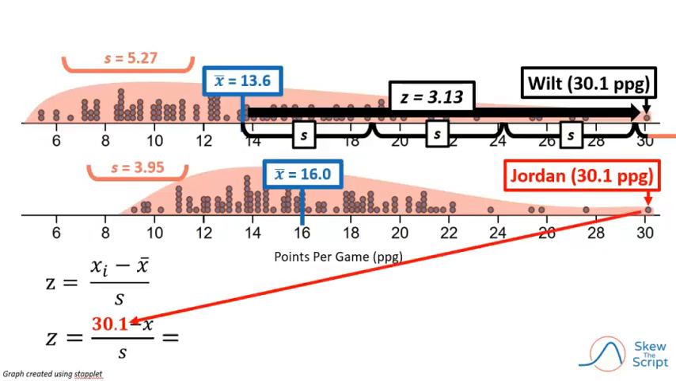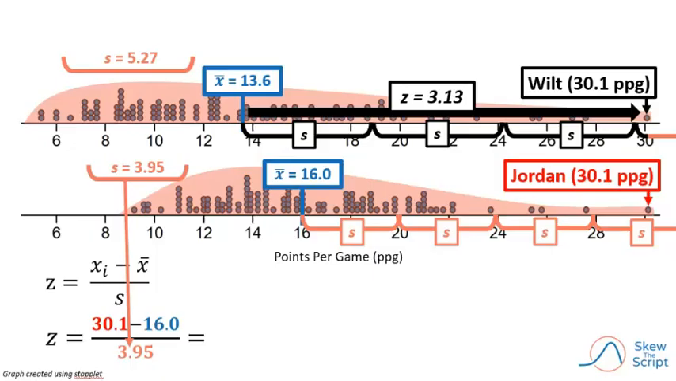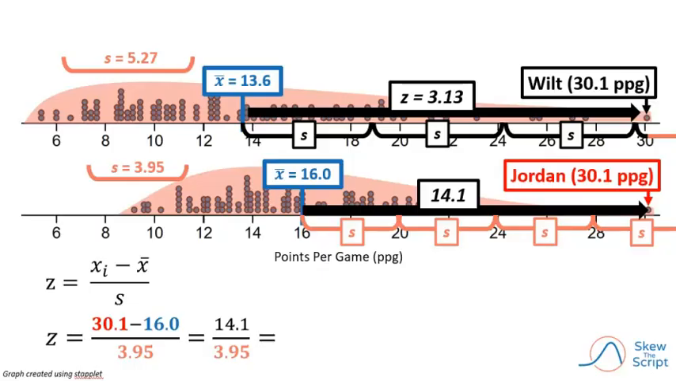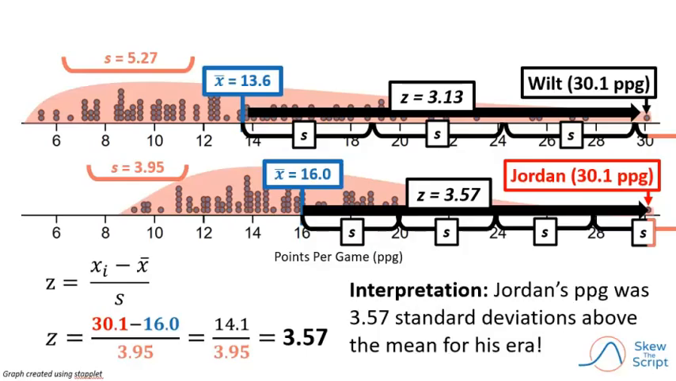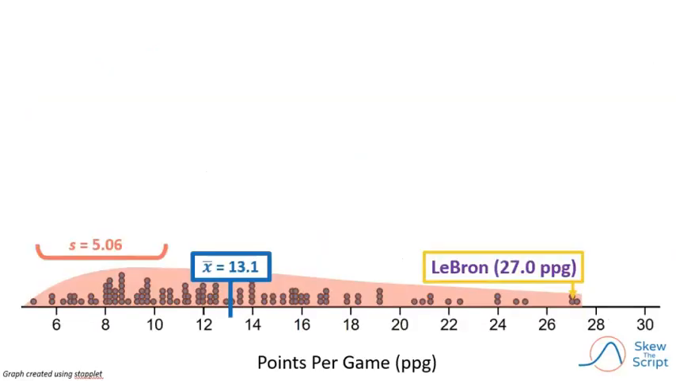Now let's move on to Jordan. 30.1 points per game during an era when the league was scoring 16 points per game, divided by the standard deviation at that time, which was 3.95 points per game. And simplifying that, wow, 3.57 standard deviations above the mean. That is even more unusual than what Wilt's z-score was. So even better than Wilt during his era.